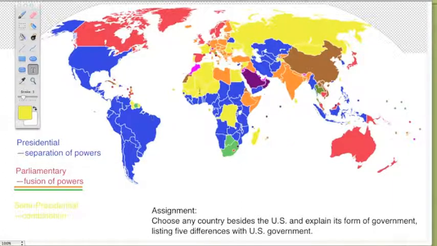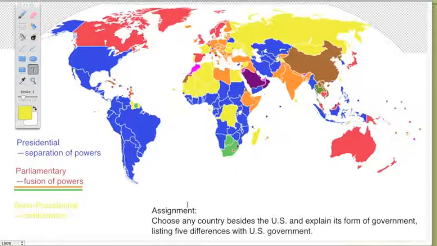These countries in yellow decided that they liked the idea of having a separate executive with the president in charge, but then they also liked the idea of fusing powers into a parliament with a prime minister in charge. So they have both. So these three forms of government are all based on separate ideas about how you should separate out powers or fuse them together or have some sort of mixed system with a combination of tactics.